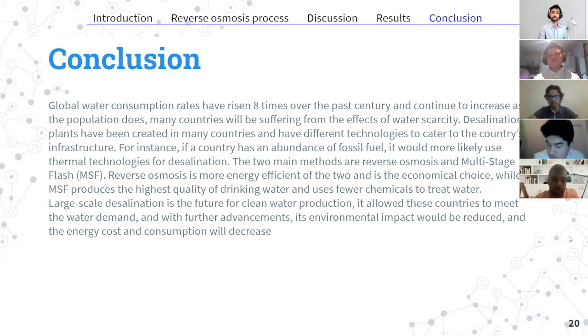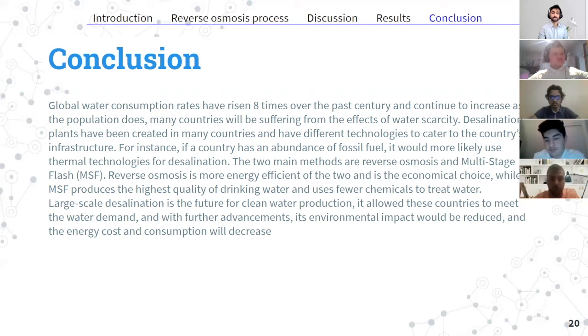So, in conclusion, global water consumption rates have risen 8 times over the past century and continue to increase as the population does. Many countries will be suffering from the effects of water scarcity. Desalination plants have been created in many countries and have different technologies to carry the country's infrastructure. For instance, if a country has an abundance of fossil fuel, it would more likely use thermal technologies for desalination.